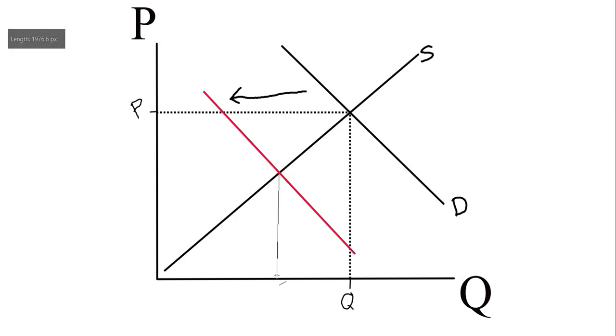So this is our new quantity, which I'll mark as Q1. So quantity decreases. And the new price is here, and we'll just mark this as P1.